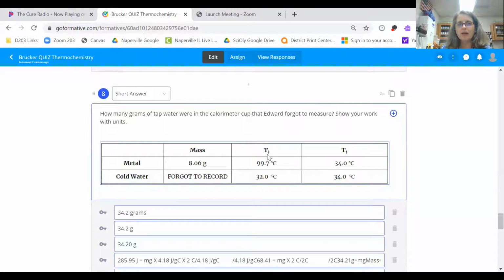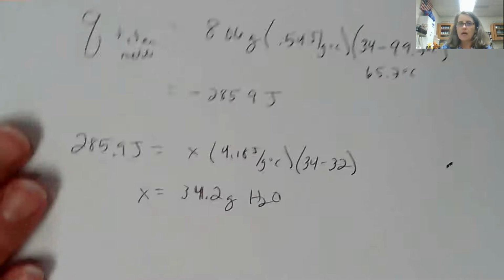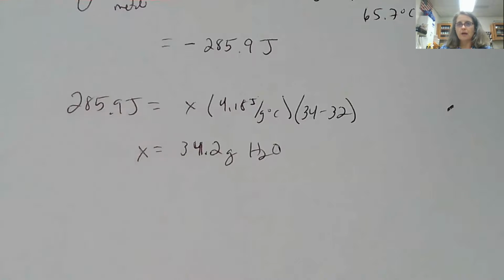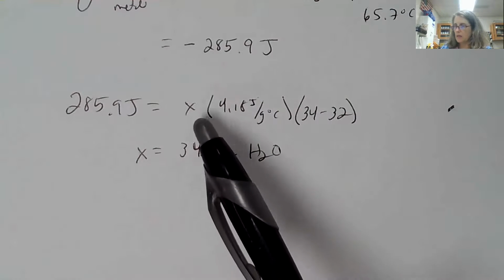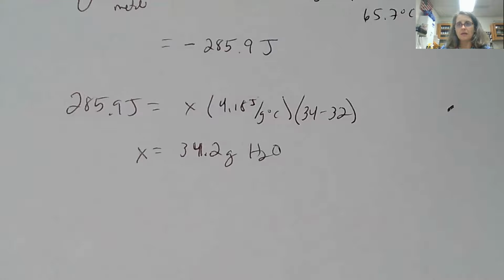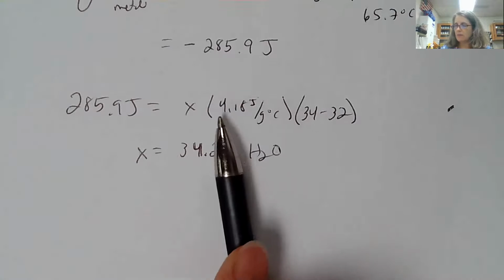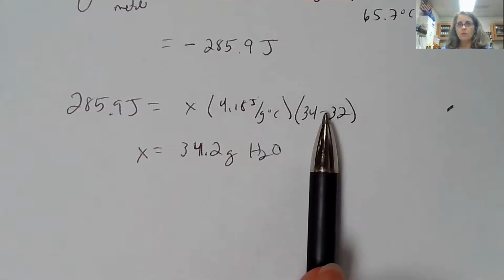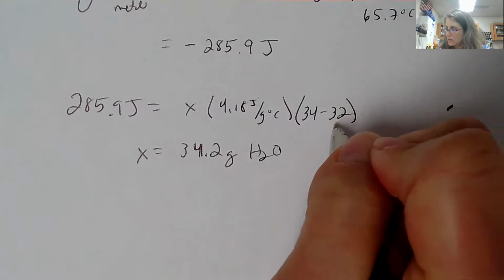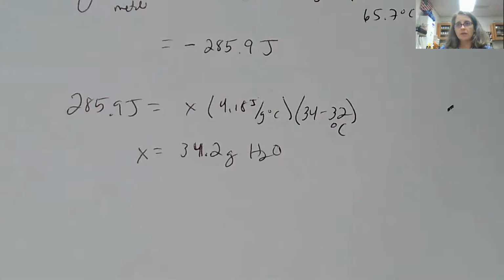And then for number 8, how many grams of tap water were in the calorimeter? So again, the calculation itself, I had to take the joules I got from the previous problem, and then my X in this case is going to be the mass of the water. So I have the specific heat of water is 4.18, and the water temperature change was 34 was the final temperature, and 32 was the initial temperature. So that's a 2-degree change. So you end up with about 34.2 grams of water in that particular case.